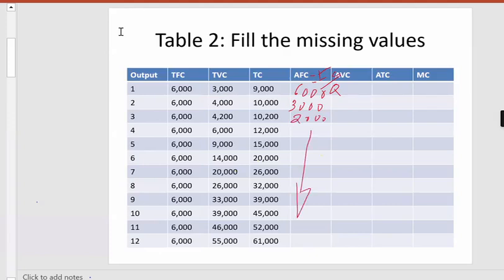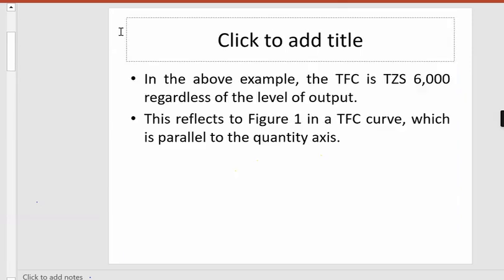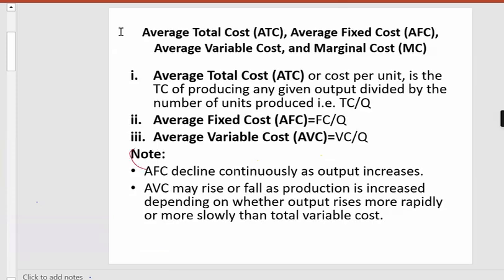What do you realize there? That means fixed cost is decreasing as the output increases. So average fixed cost normally declines when production increases. You can see here, average fixed cost declines continuously as output increases.